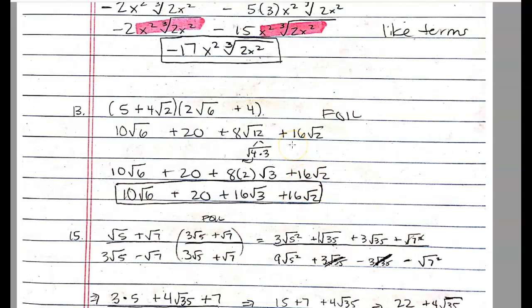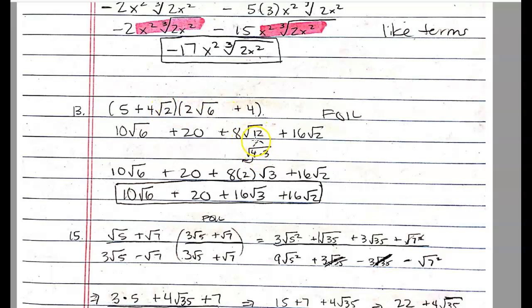Number 13 is multiplying a radical, and this is going to be a FOIL problem. So you're going to multiply this term times this term, the 5 times the 2, and then this one doesn't have a radical, so it's just going to be times square root of 6. 5 times 4 is 20. Now this one's the interesting one. The coefficients multiply. 4 times 2 gives you 8. And the radicands multiply. 2 times 6 gives you 12. So multiply the coefficients and the radicands.